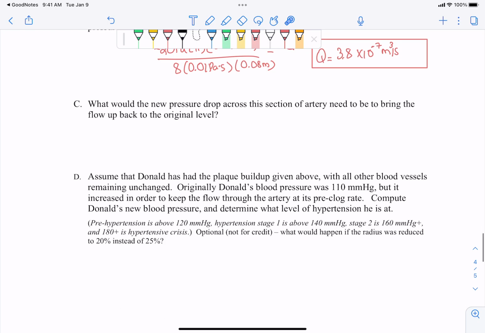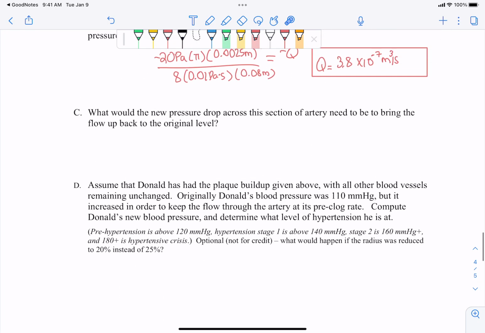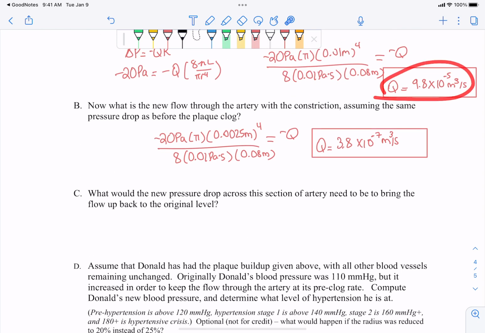All good? Cool. Alrighty. So part C now is saying, what would the new pressure drop across this section of artery need to be to bring the flow back up to the original level? So we need to figure out a new pressure drop to maintain the same amount of flow as we had before. The flow that we had before was 9.8 times 10 to the negative fifth meters cubed per second. And we want to maintain that flow, but we have to do it at a different pressure drop.